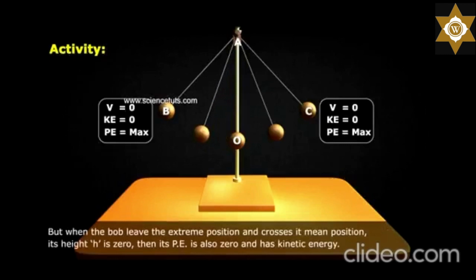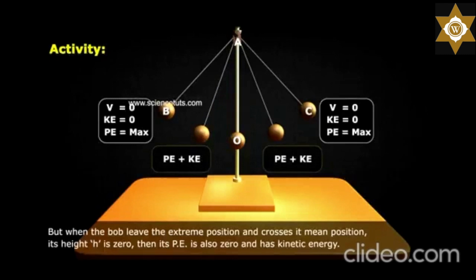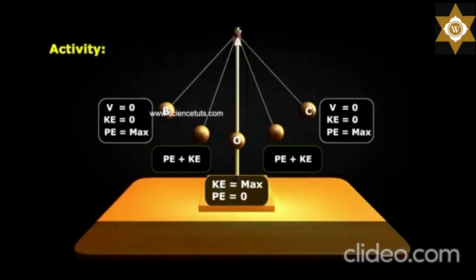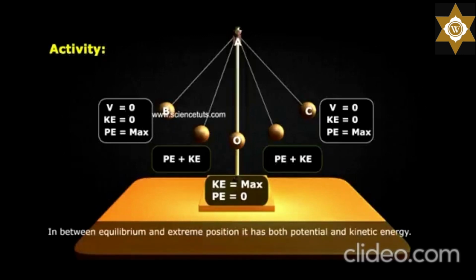But when the bob leaves the extreme position and crosses its mean position, its height h is zero. Then its Pe is also zero and it has kinetic energy. At the equilibrium position, it has kinetic energy and potential energy is zero. And at the extreme position, it has potential energy and kinetic energy is zero. In between equilibrium and extreme position, it has both potential and kinetic energy.